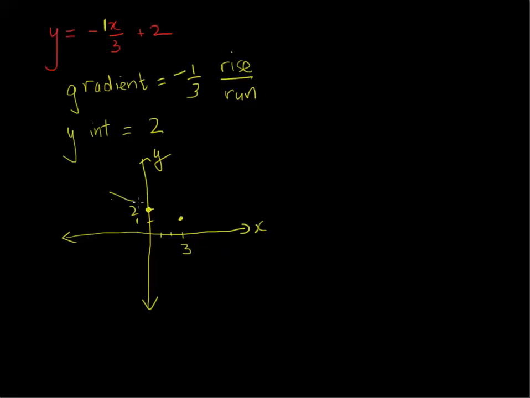Then we just join them together again with a ruler. Arrowheads on the end of the line. If we wanted to, we might write the coordinates of the point there. It's across 3 and up 1. And there we've sketched it.